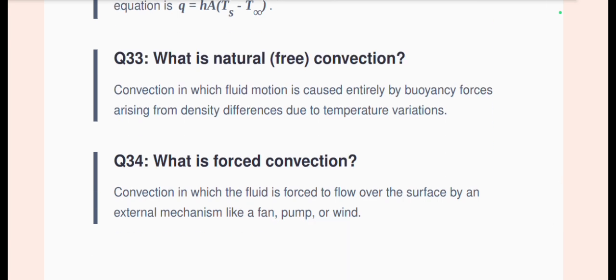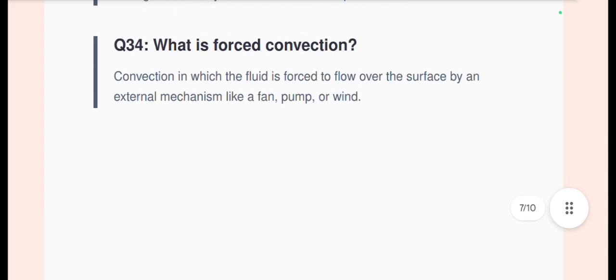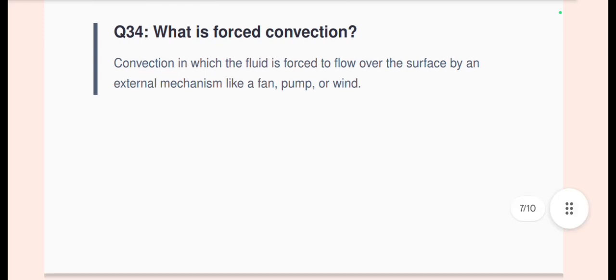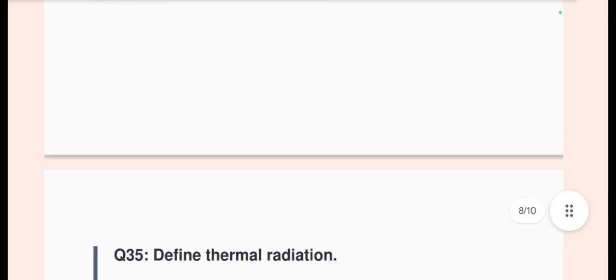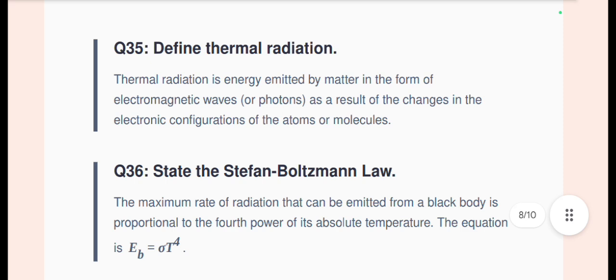33, what is natural convection? Convection in which fluid motion is caused entirely by buoyancy force. The air is formed by density difference due to the temperature variations. 34, what is forced convection? Convection in which the fluid is forced to flow over the surface by an external mechanism like a fan, pump or wind. 35, define thermal radiation.